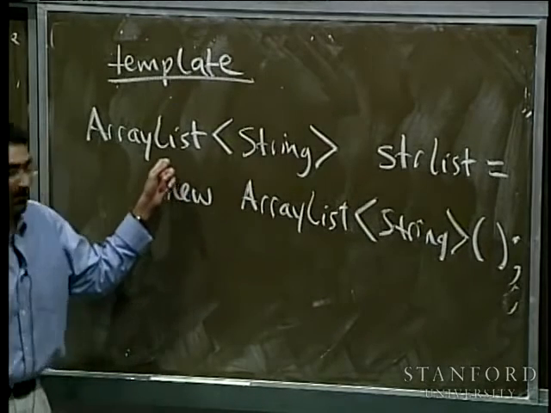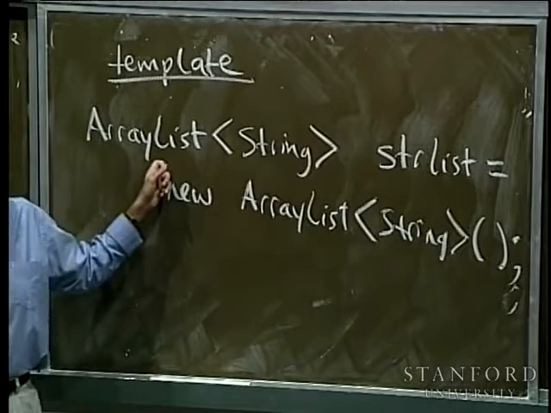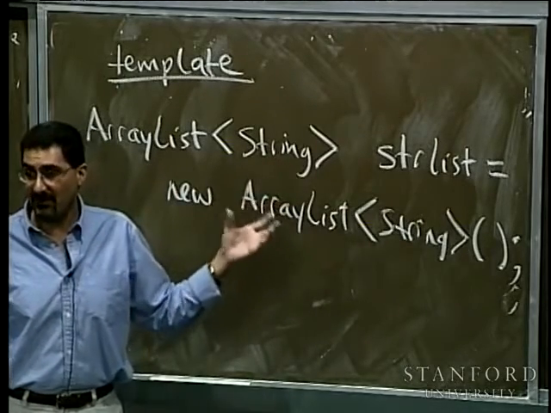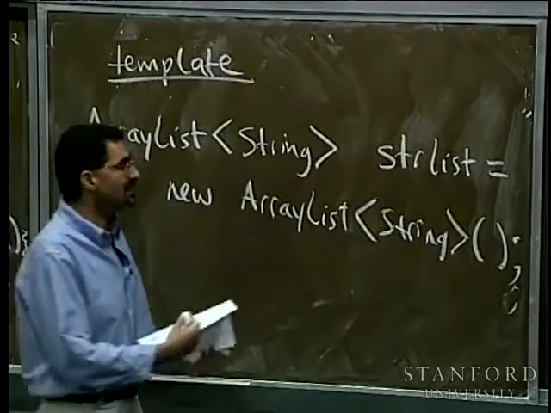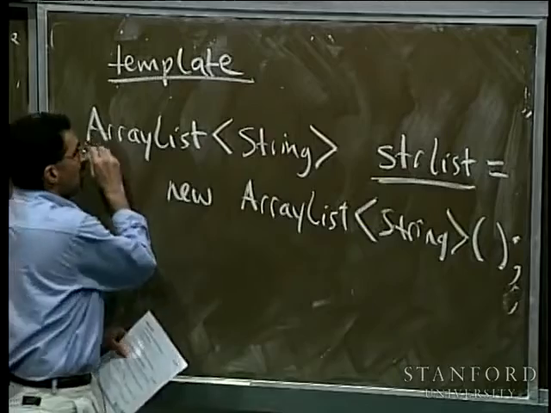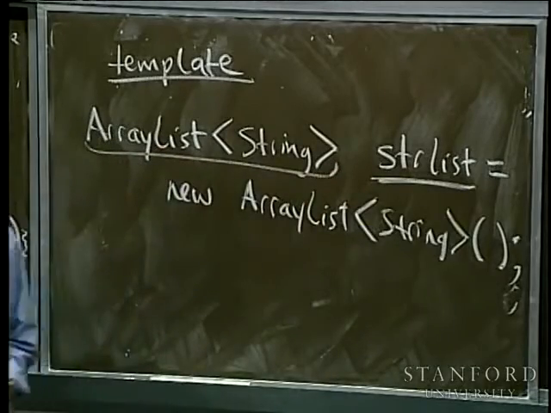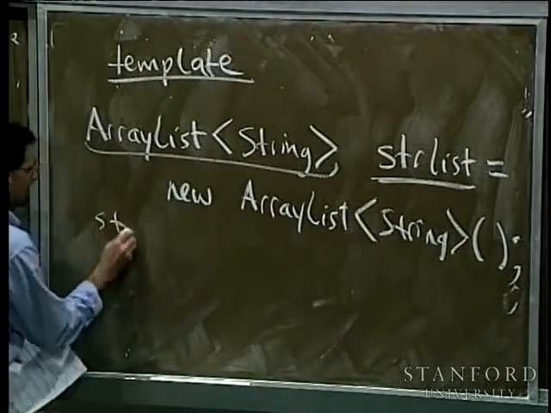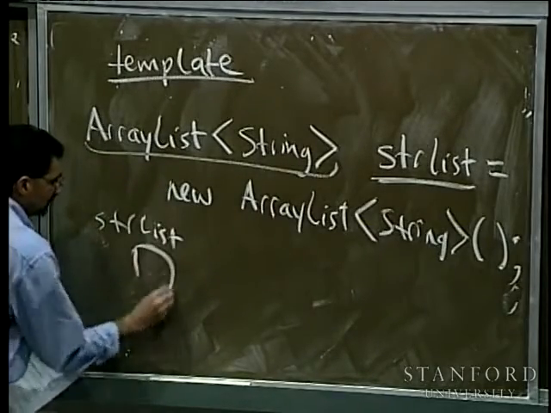What this is saying is I'm going to have an array list. What am I going to store in the array list? I'm going to store strings. What's the name of my variable that is that array list? It is str list. So that's the name of the variable. The type is an array list of strings. Okay? Once I set this up, all I get is my little space for a str list.